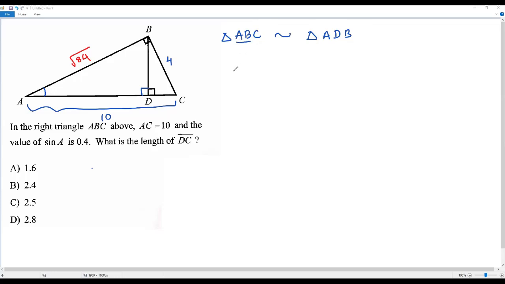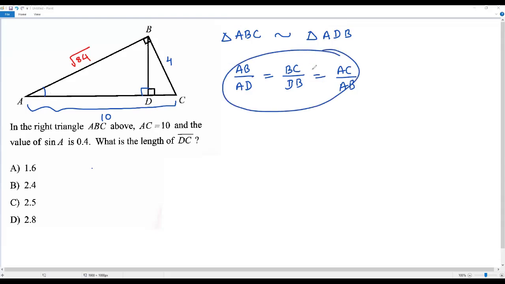Let me take the side AB in the first triangle. The corresponding side in the second triangle is, we have to consider the letters in the same order, AD. Let me write over here. Let me take the side BC in the first triangle, and the corresponding side in the second triangle is DB. Let me write it over here. Let me take the side AC in the first triangle. The corresponding side in the second triangle is AB. Okay, so since the two triangles are similar, the corresponding sides are proportional.